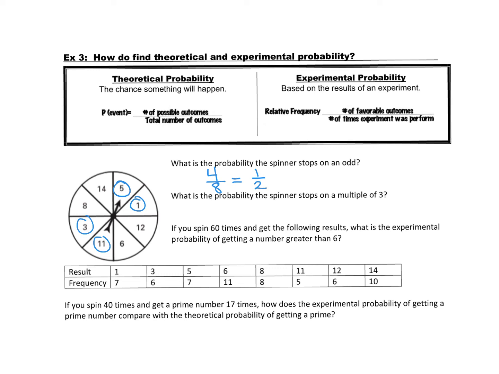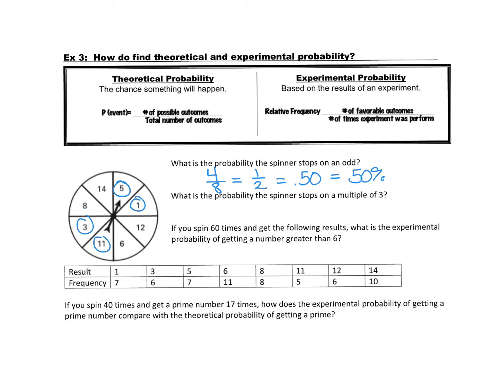You can express these as decimals, or you can also express them as percentages. Fractions, decimals, or percentages are all ways in which you can express probability.